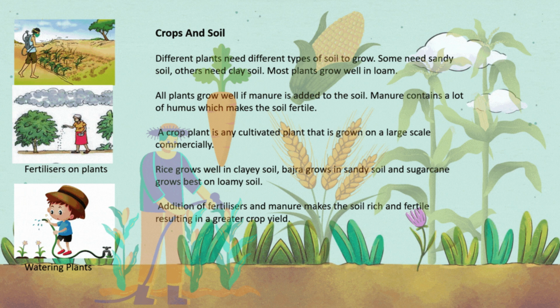A crop plant is any cultivated plant that is grown on a large scale commercially. Rice grows well in clay soil, bajra grows in sandy soil and sugarcane grows best on loamy soil. Addition of fertilizers and manure makes the soil rich and fertile, resulting in a greater crop yield.